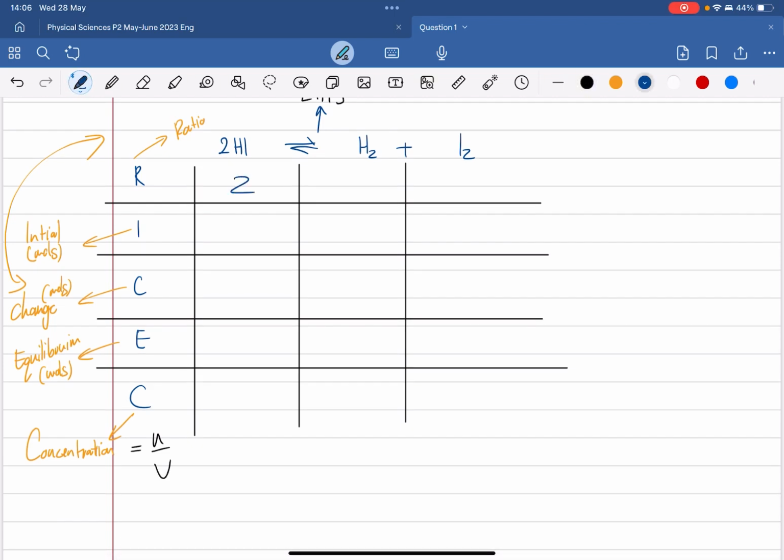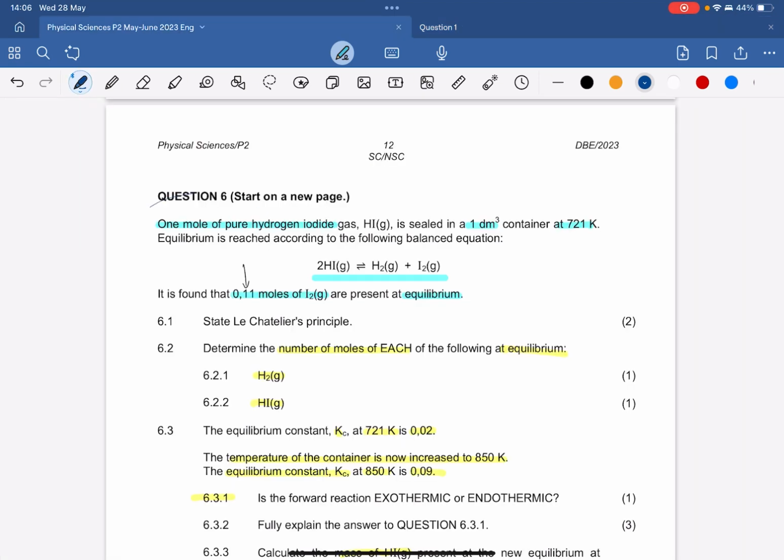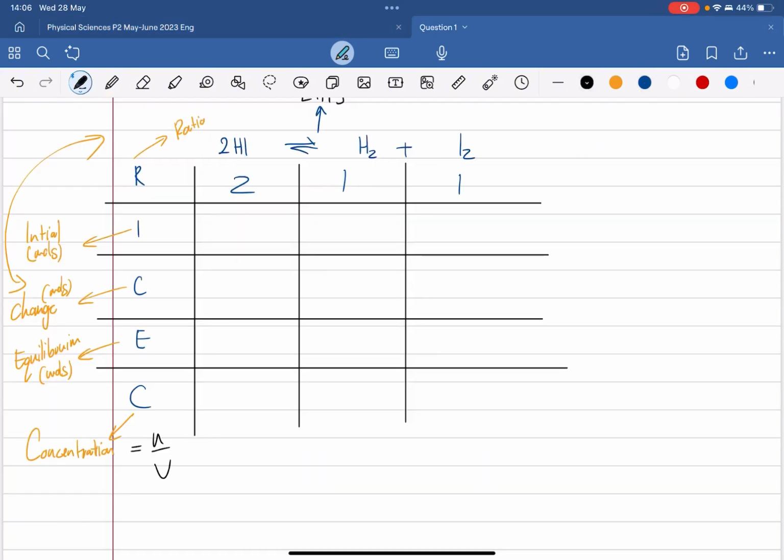So then you've got 2:1:1, that's the ratio. So you've got 2 moles of hydrogen iodide to 1 mole of hydrogen gas to 1 mole of iodine gas. Then initial number of moles, remember we're told in the beginning of the question that we have 1 mole of pure hydrogen iodide. So we have 1 here. And then initially we're going to have 0 moles of hydrogen gas and 0 moles of iodine gas. The reason for that is at the beginning of every reaction, you have 0 products. Initially, you've got 0 moles of the products, and as time goes by, you're forming the product.